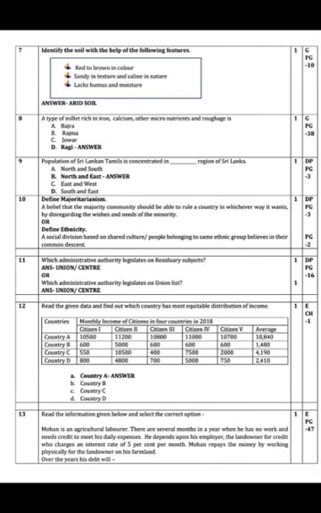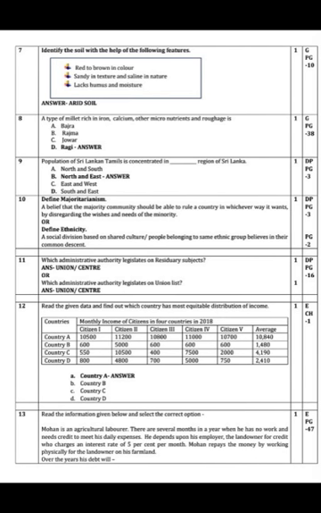Now here they are asking which administrative authority legislates on residuary subjects. The internal choice is also given: which administrative authority legislates on the union list. So two questions are there. Which administrative authority legislates on residuary subjects? Students, the union government has the power to legislate on these residuary subjects. Whatever leftover subjects are there, they are under the control of the union government.